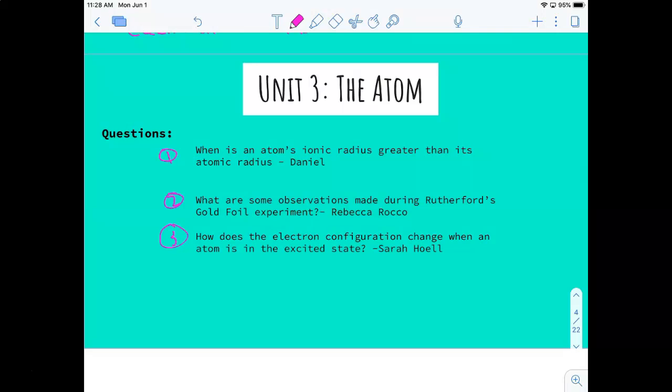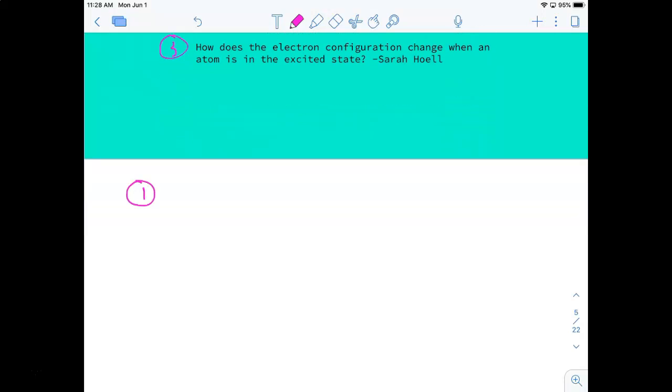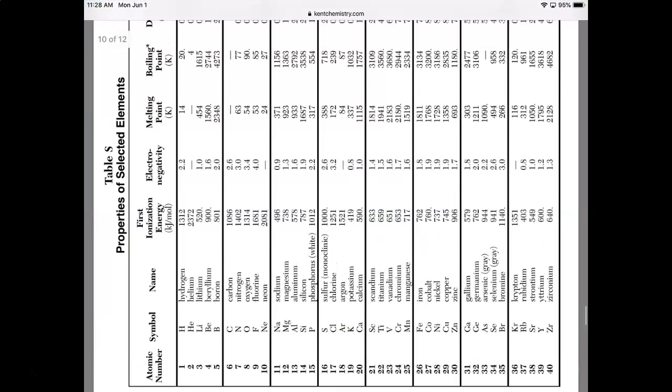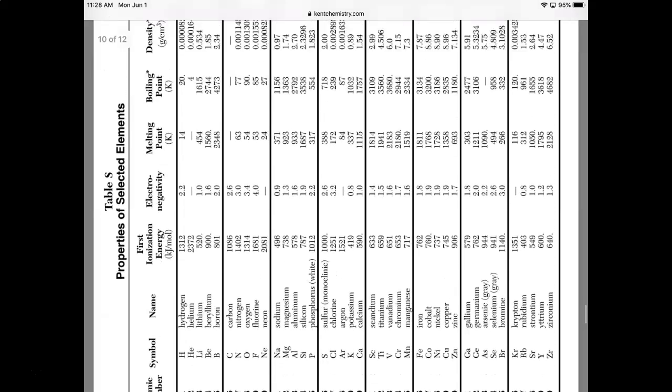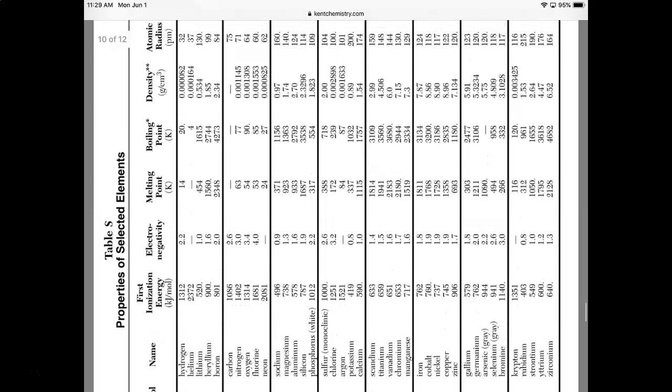So when is an atom's ionic radius greater than its atomic radius? Okay. So I'm gonna pick 2 elements to answer this question. I'm gonna pick sodium, that's a metal, it's on the left side of the table, and I'm gonna pick oxygen, that's a nonmetal. So now if you want to know the atomic radius of any elements, you can go to table S, and all the way at the end it tells you the atomic radius.